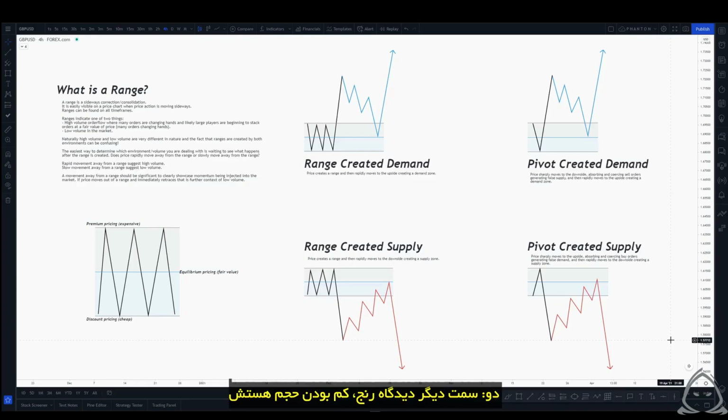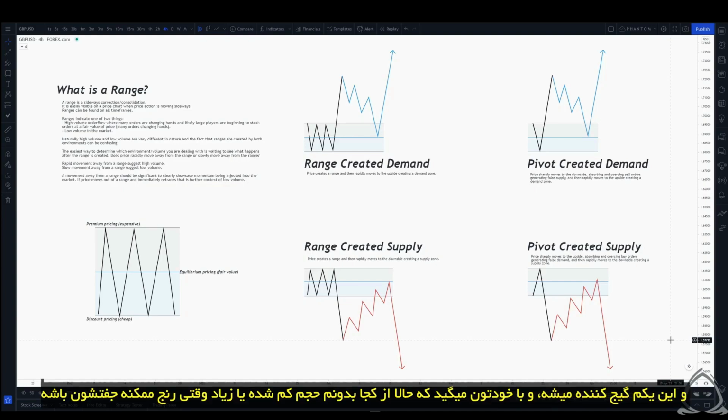Now, the other end of the spectrum of a range is also low volume in the market. And it gets a little bit confusing.